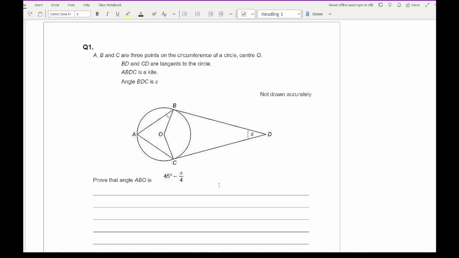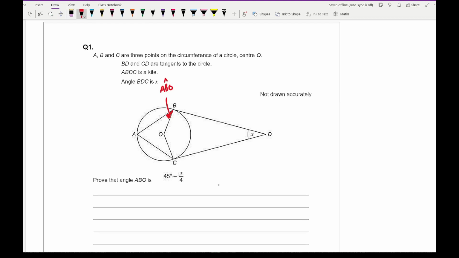Question 1 says A, B and C are 3 points on the circumference of a circle with centre O. BD and CD are tangents to the circle. ABDC is a kite, and angle BDC is x. The question is to prove that angle ABO is 45 minus x over 4. So let's first make a note of what that angle is. Let me highlight it; they've highlighted it in the question but not made it explanatory. I can't call it x, but this is the angle ABO.